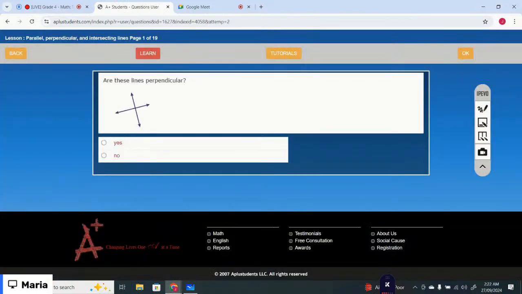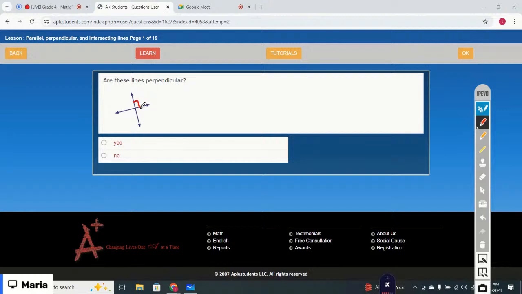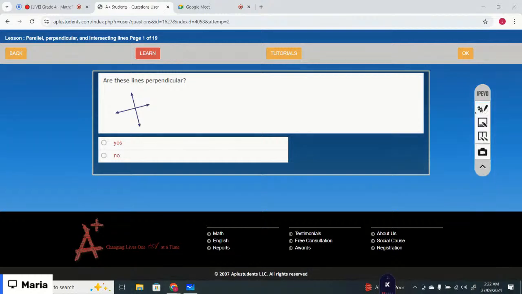Are these lines perpendicular? Yes, it is. Whenever two lines meet and they make a right angle, a 90-degree angle, that means they are perpendicular lines. So the correct option is 1. They are perpendicular lines. So the correct option is yes, it is.